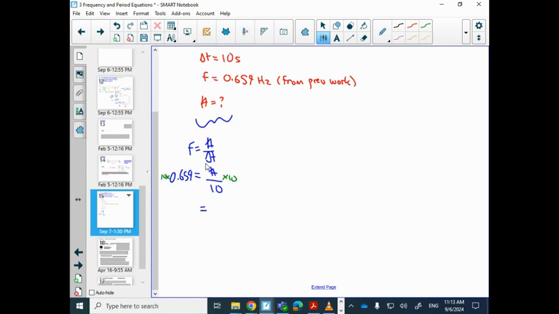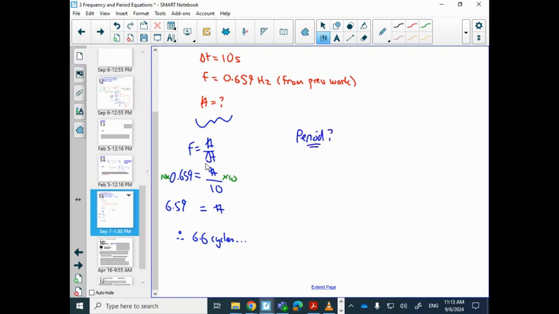Multiplying both sides by 10 is very easy. We just get our 6.59. And that's a number of cycles, right? So it's going to go through about 6.6, or a little over 6.5 cycles. Therefore, 6.6 cycles approximately. So that part's done.